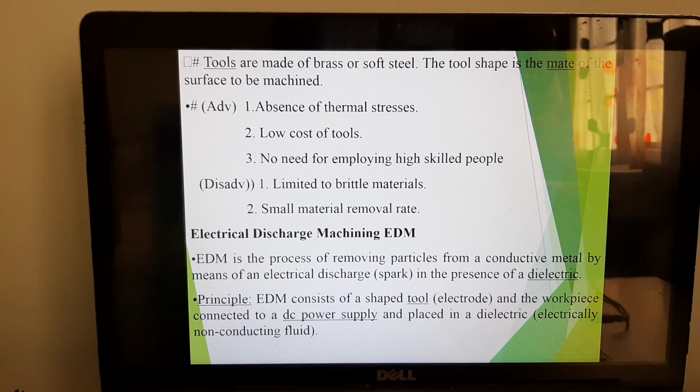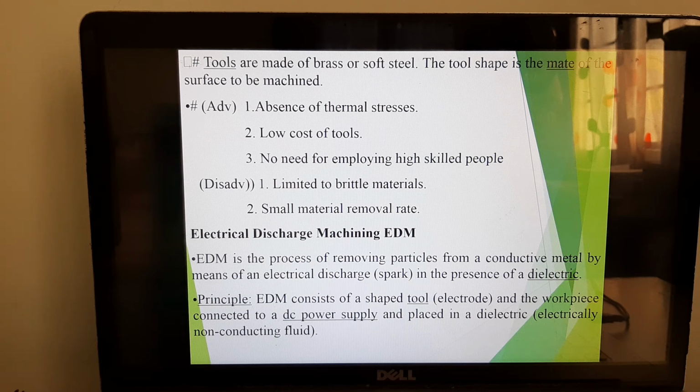So what are the advantages of ultrasonic machining? There is absence of thermal stresses. Unlike the normal machining process, where you generate a lot of heat and need to use coolant, here there are no thermal stresses. There is no heat generated because you are machining using an abrasive material. There is also low cost of tools, and you do not need to employ highly skilled people.